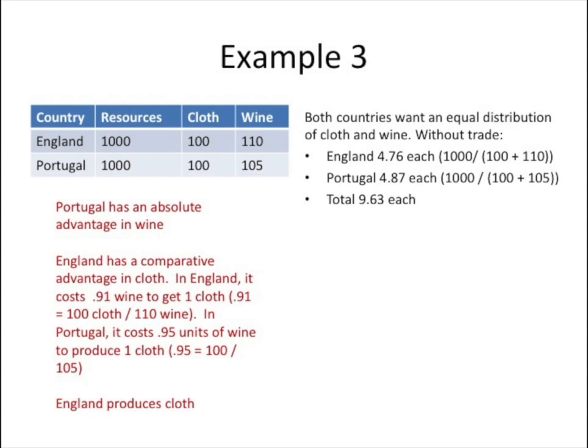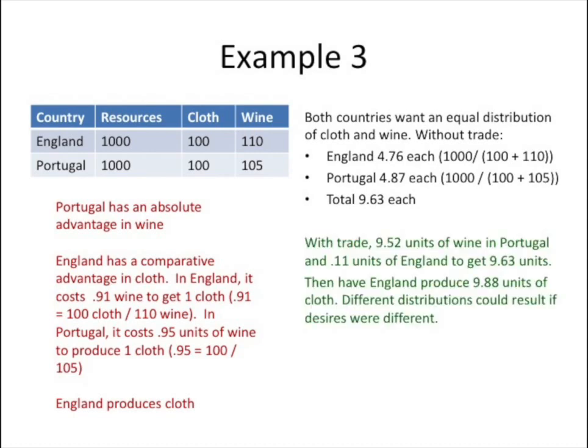I'm going to again assume that both countries want an equal distribution of cloth and wine. Without trade, England could have 4.76 units, Portugal 4.87 units. Across both of those countries, we could have 9.63 units total of both cloth and wine.